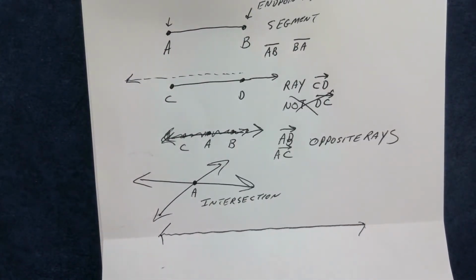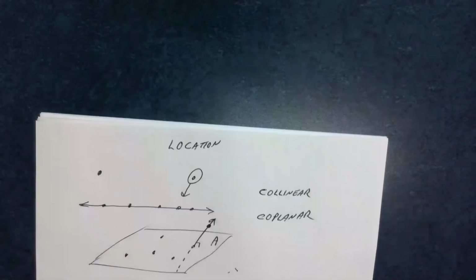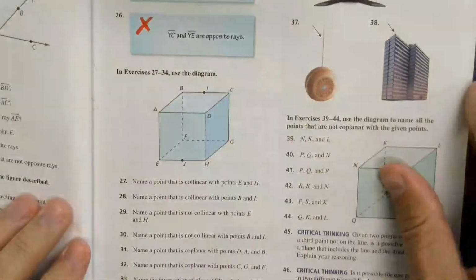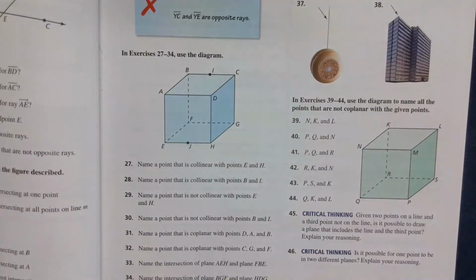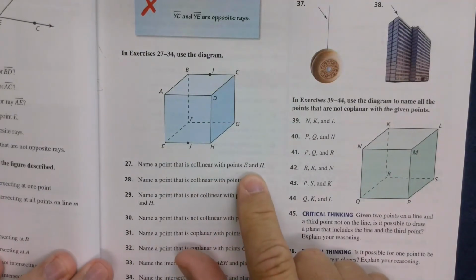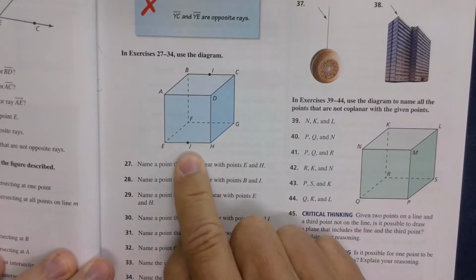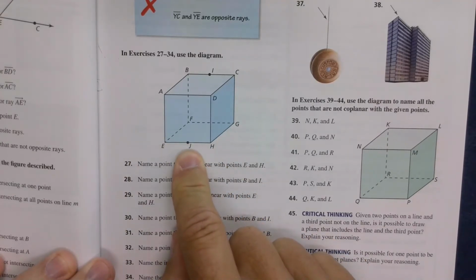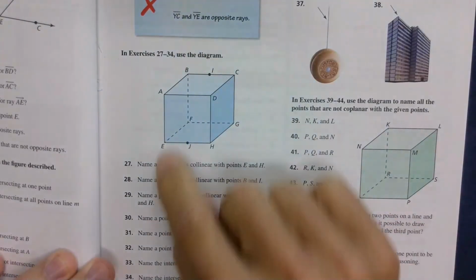Okay? So there are things in your textbook, and I'm just going to talk through a couple of these things here, like this little box right in here. And it says name a point that is collinear with points E and H. Well, E and H are right here. Collinear in that case would be something like J from that picture. Okay, you can see because of the box the way it is with these hidden lines in here.